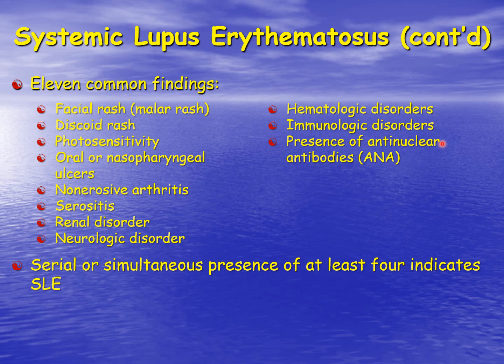Normally we say that if you have at least 4 of these 11 common findings, either serially, so one right after the other, or simultaneously, this indicates a presumptive diagnosis of lupus. If the anti-nuclear antibodies are present in the patient, we can then make a definitive diagnosis. But not all lupus patients will demonstrate these at a particular time.